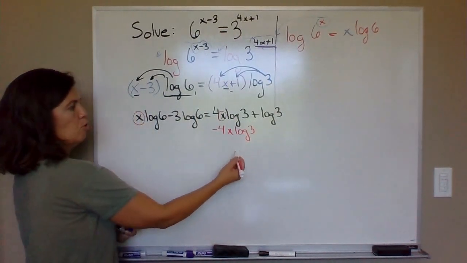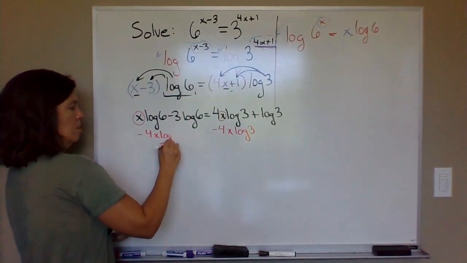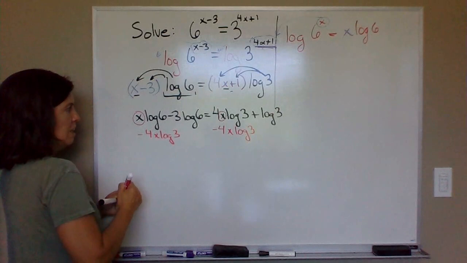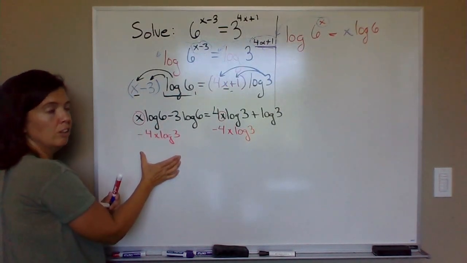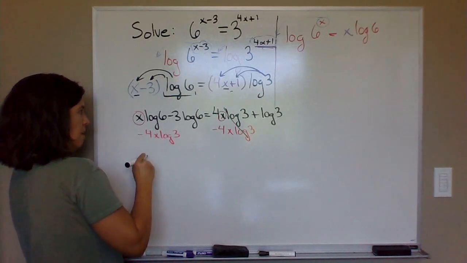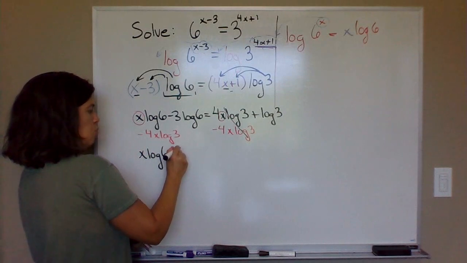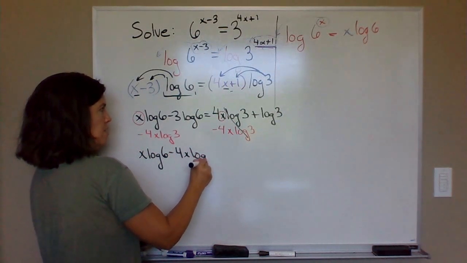So I'm going to subtract 4x log 3 from both sides, so that I'm going to collect the x terms over here on the left side. These are going to cancel out. So I'll have x times log of 6 minus 4x times log of 3.